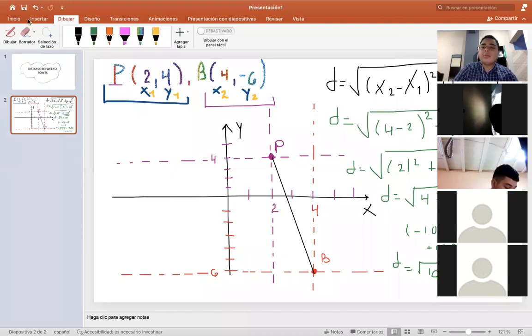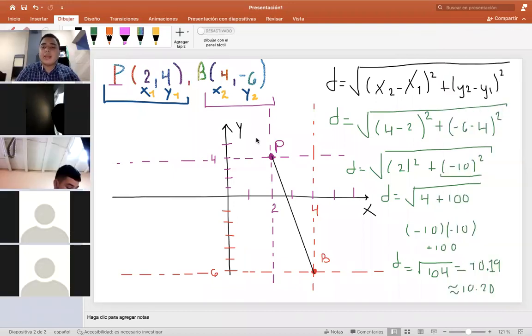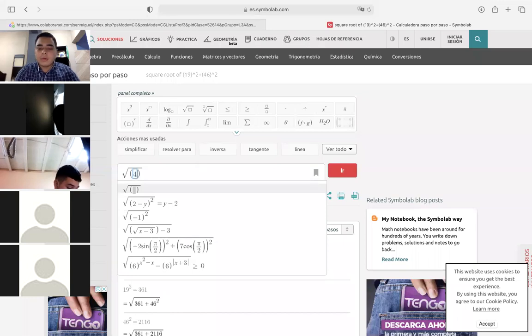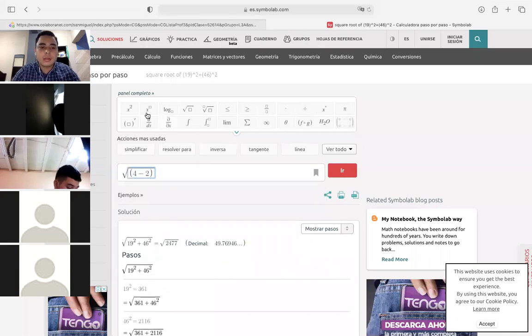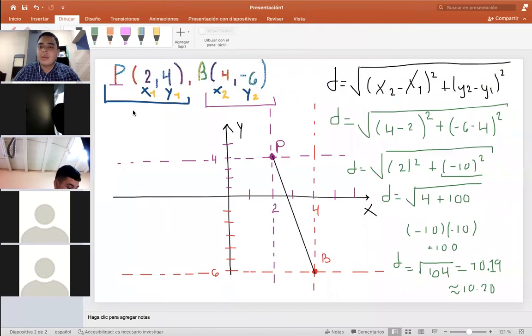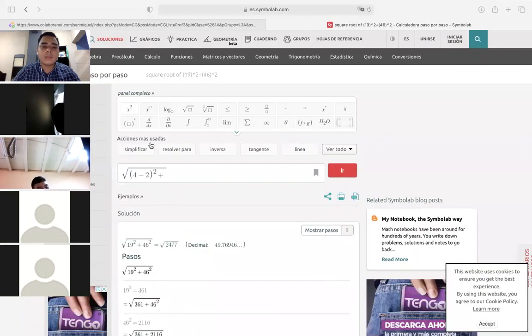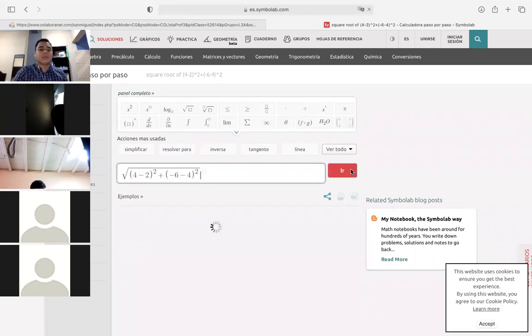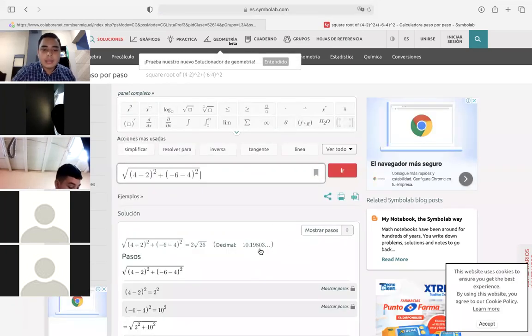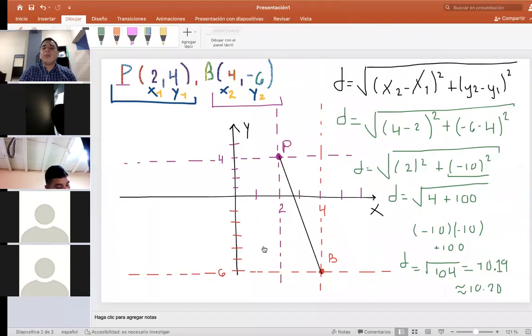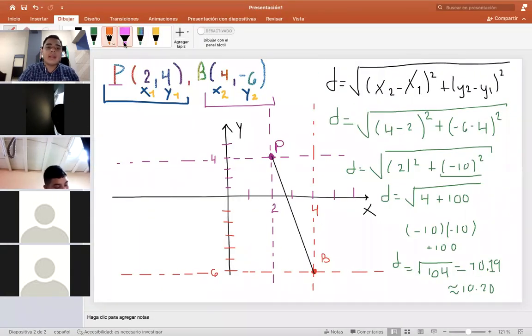4 minus 2 squared plus -6 minus 4 squared. Let's see if we have the correct answer. And yes, the answer is 10.19803. So yes, we have the correct answer.